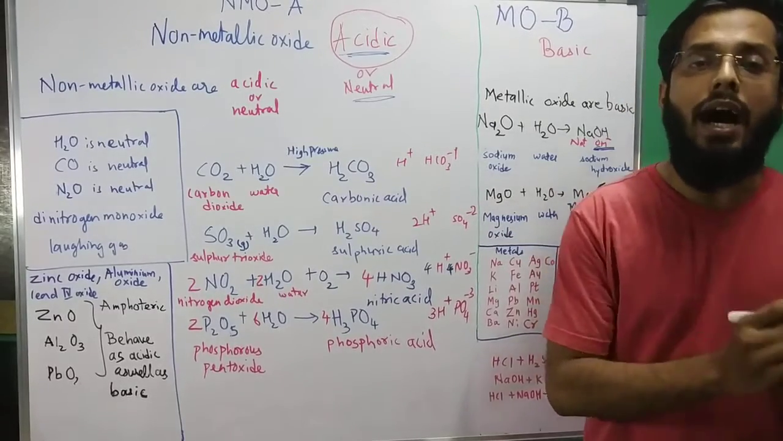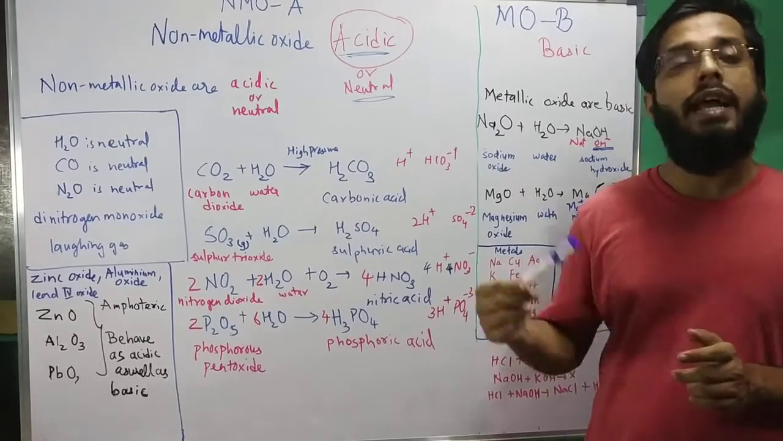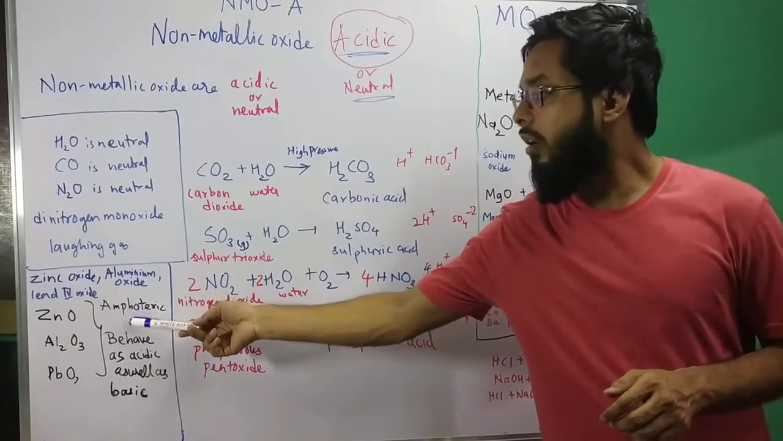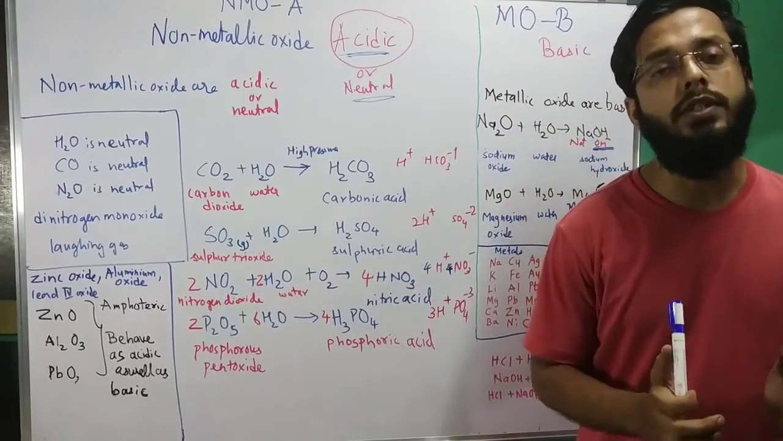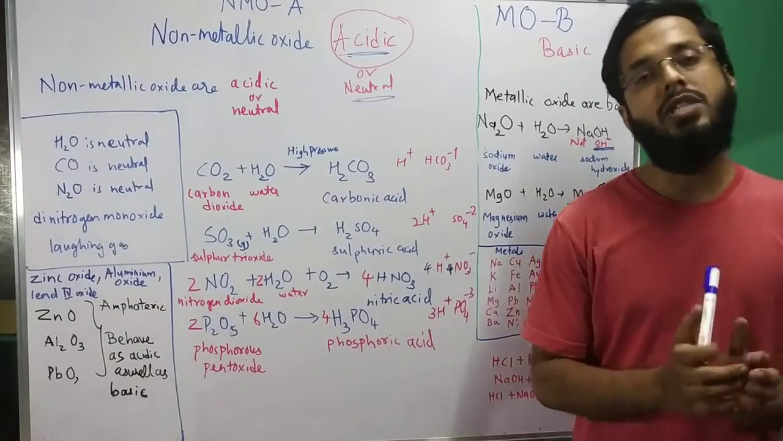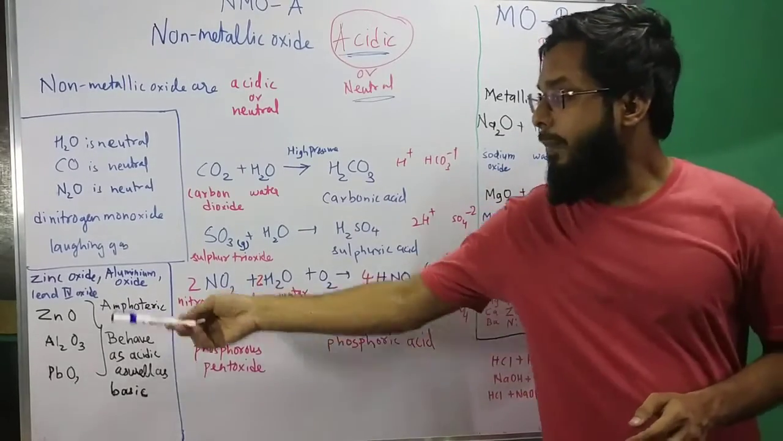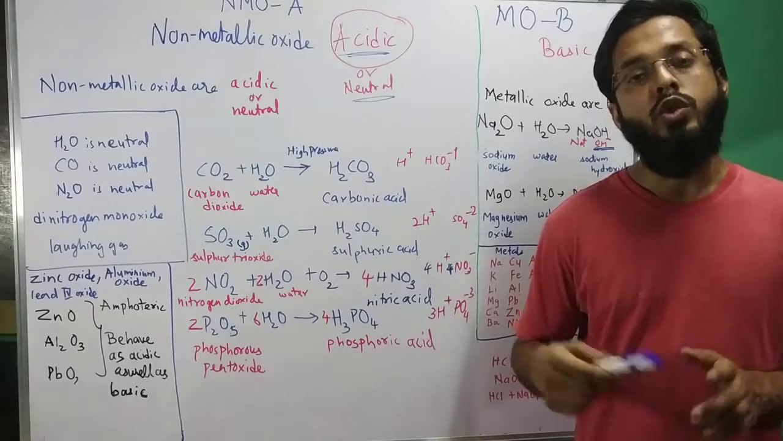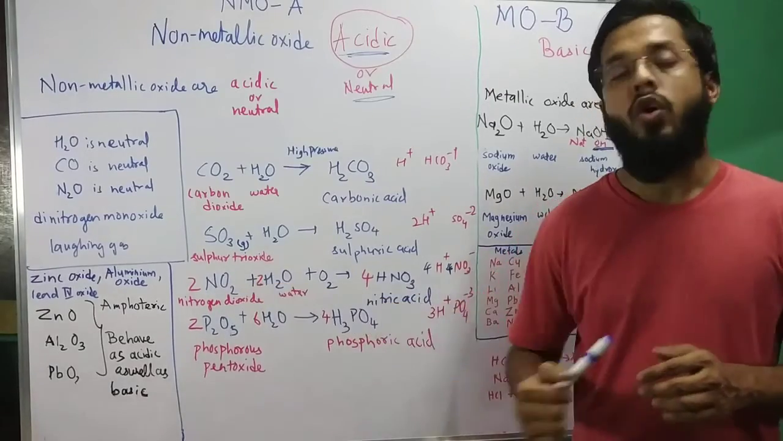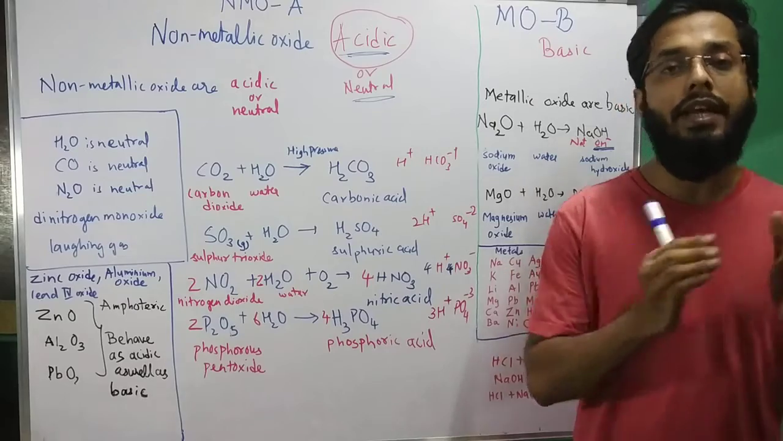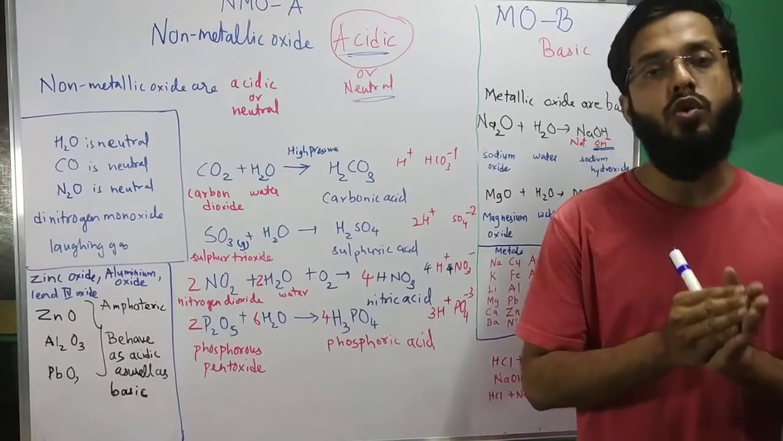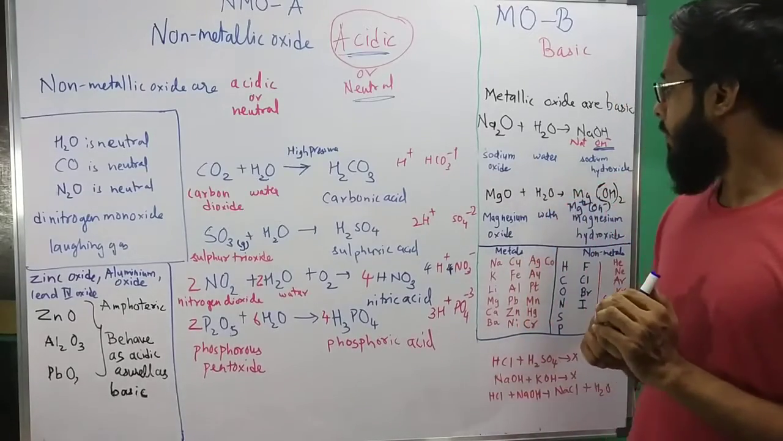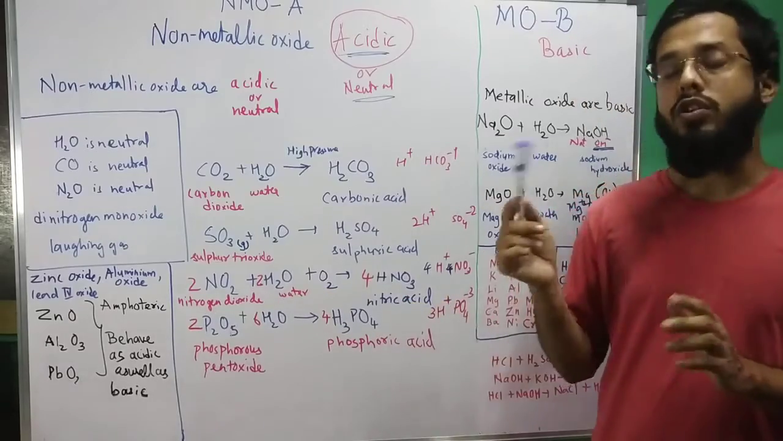So metallic oxides are basic, but dear students, there are some metallic oxides which are amphoteric. What are amphoteric substances? Amphoteric substances are those which behave as acid as well as base. For example, zinc oxide, aluminum oxide, lead 4 oxide. So these are the metallic oxides which are amphoteric. It means they can be used as acidic also, they can be used as basic also, because they react with both acid as well as base. So this was about metallic oxides.